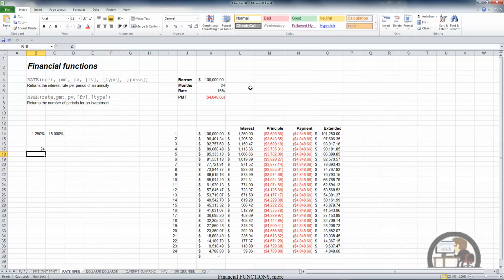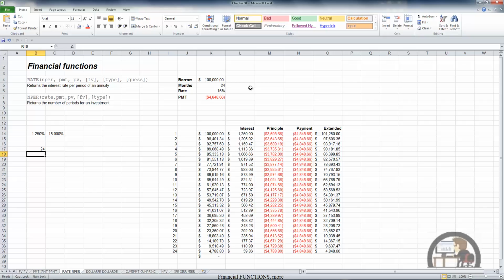So using these two functions, you can actually determine if you've got some financial arrangement with some company and they're not being completely upfront about the amount of interest that they're charging you, you can calculate what that interest actually is and/or how long it's going to take you to pay back the loan.